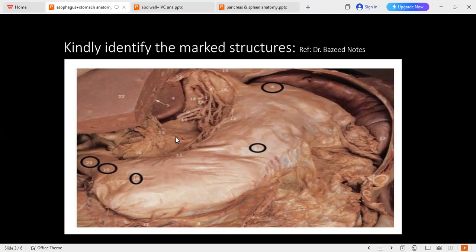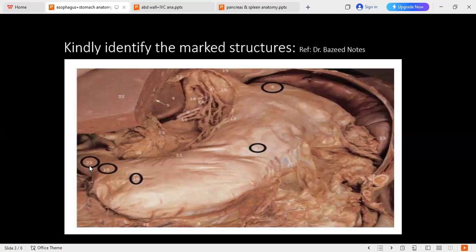Please tell me what are the parts of the stomach? Stomach has fundus, body, pyloric antrum, and pyloric canal. Very good. If you could please kindly identify number 6. It is the fundus of the stomach. And 2, please. 2 is body. Moving on, identify this, 19. 18 is pyloric antrum, and 19 is pylorus or pyloric canal. And then 23. This is the first part of the duodenum.